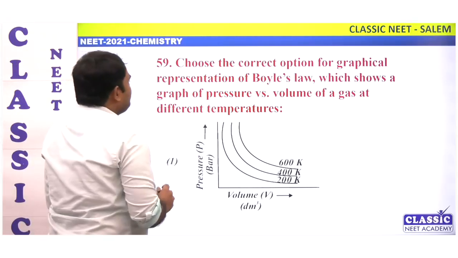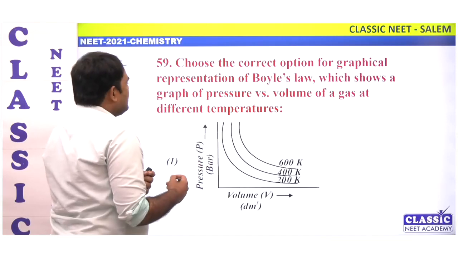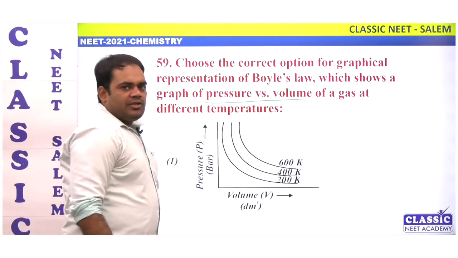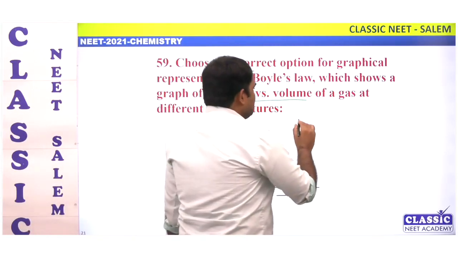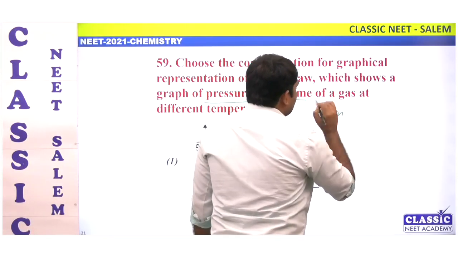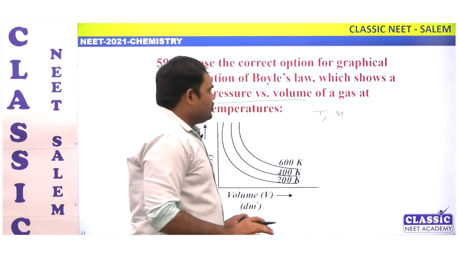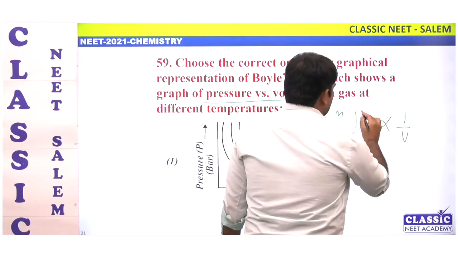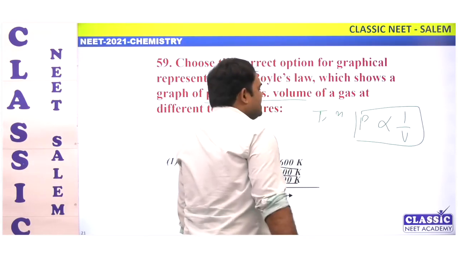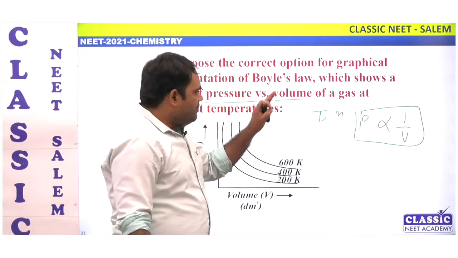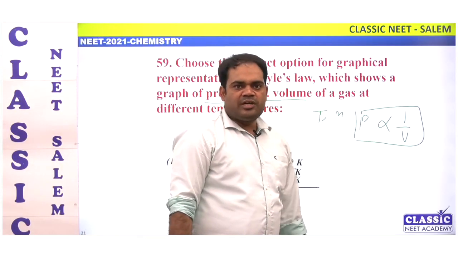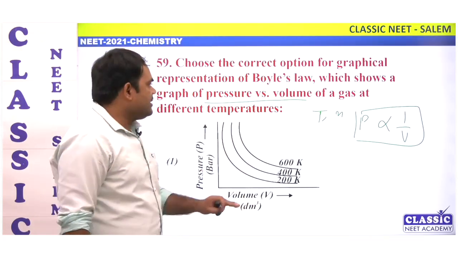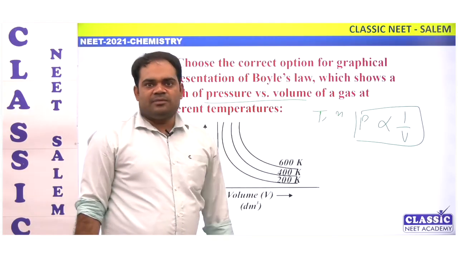Here, choose the correct option for the graphical representation of Boyle's law, which shows pressure versus volume. You know what Boyle's law is? If we keep the temperature and number of moles of any gas constant, pressure is inversely proportional to volume. That means on increasing the volume, pressure will decrease at constant temperature and fixed amount of gas.